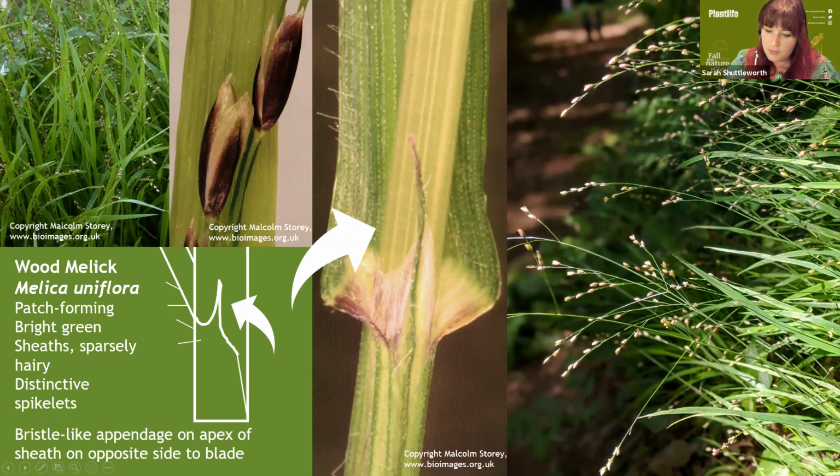The other thing about them is they've got this bristle-like appendage on the leaf sheath here, which is quite distinctive of it. I've tried to do an illustration of it as well, just to show what I'm actually talking about. And it has all these sort of hairy bits as well. Really beautiful one to get to know.